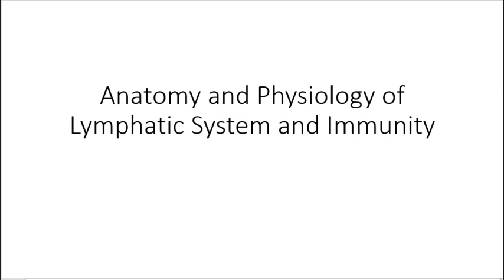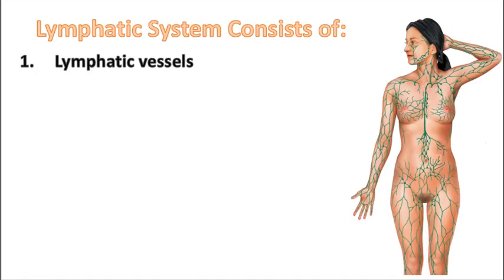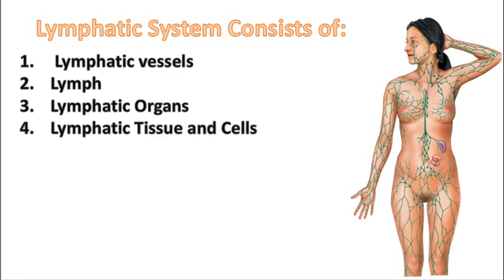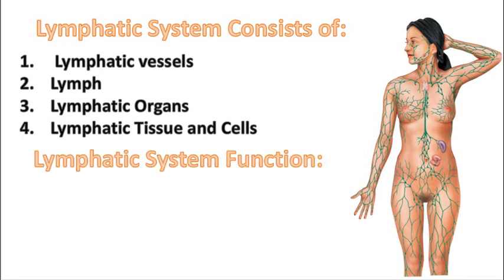In this lecture, we're going to speak about the lymphatic system and immunity. The lymphatic system consists of lymph vessels. It consists of lymph, the fluid that flows through the lymphatic vessels. It consists of lymph organs, and it consists of lymphatic tissue and cells. So what is the function of the lymphatic system?